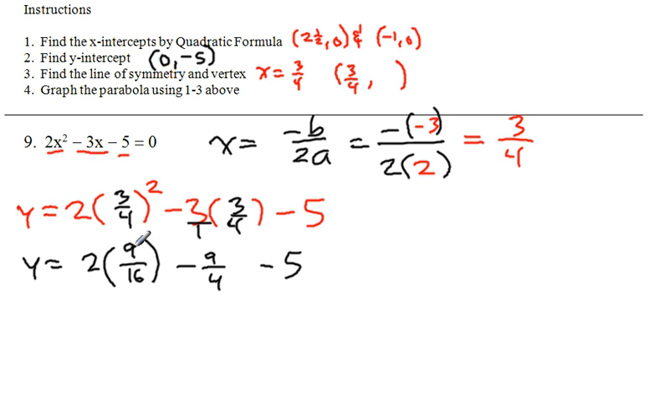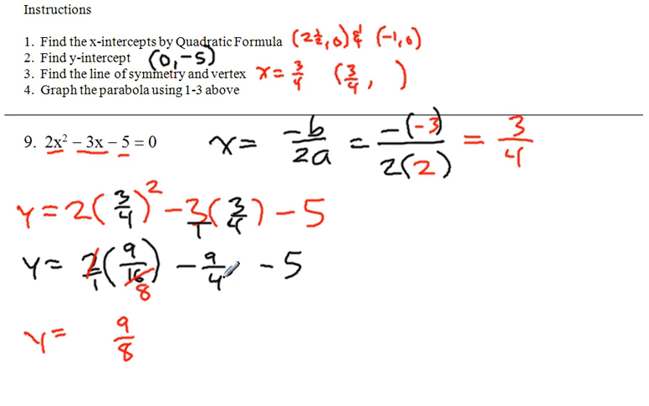Instead of 2 times 9 and 1 times 16, which is the usual way to multiply fractions, we're going to reduce. 2 goes into 16 8 times. And so we have 9 over 8 is what's left over at the end. So this is 9 eighths.